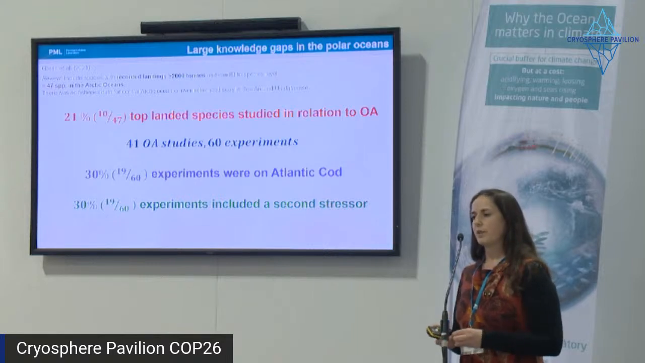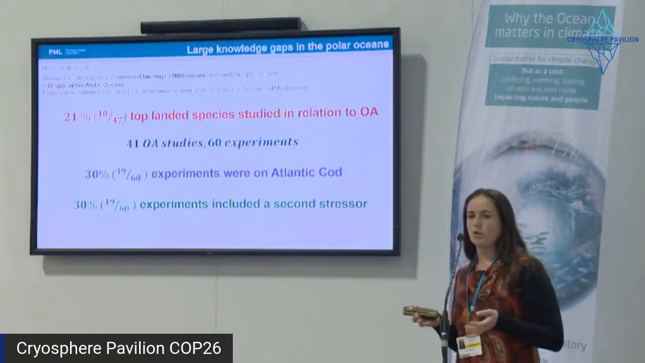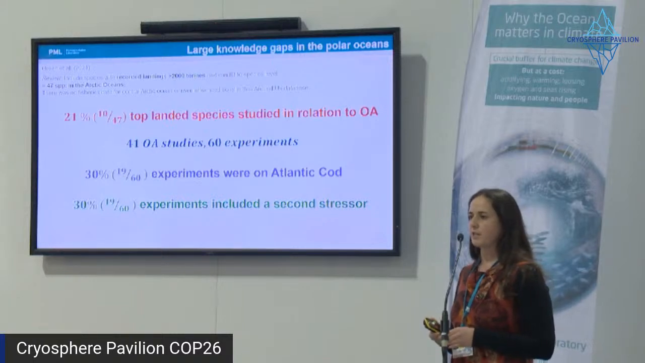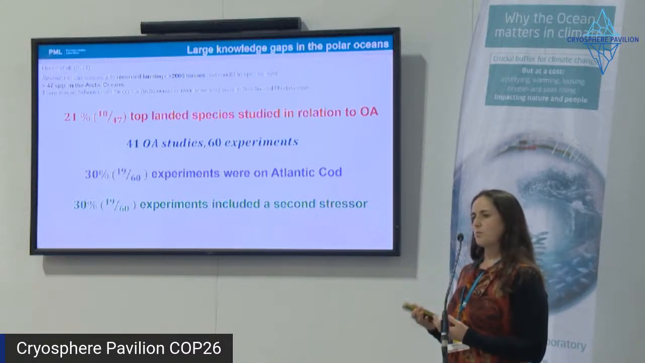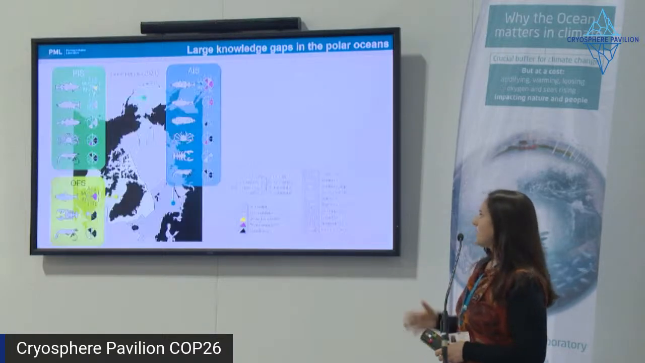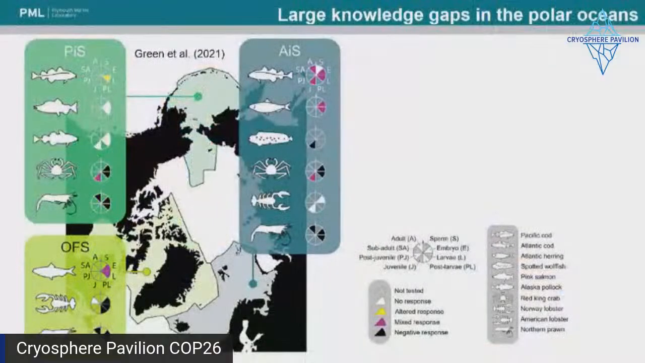Again, only 30% of those experiments were looking at ocean acidification alongside a second stressor. And this is really important when we think about the multi-stressors that these organisms are going to be facing in the future. They're not just experiencing acidification. We do need to understand that on its own, but we also need to understand how these species are going to respond in this multi-stressor environment. And she summarized this in this figure. You can see the different species that have been studied in relation to ocean acidification.